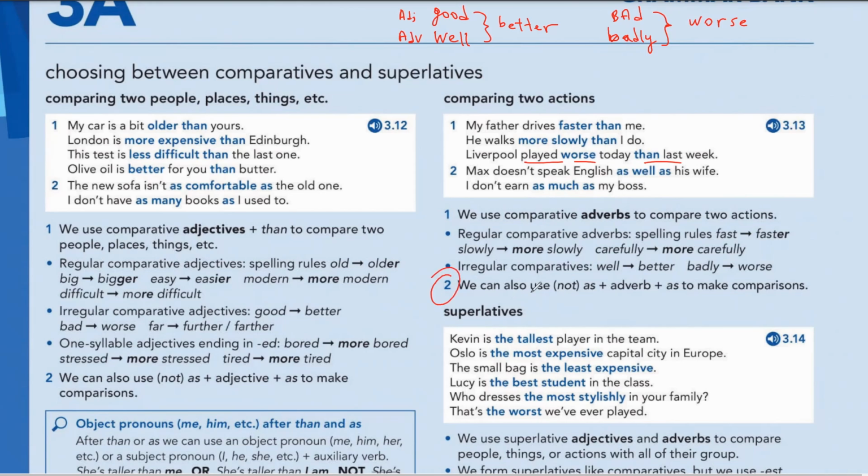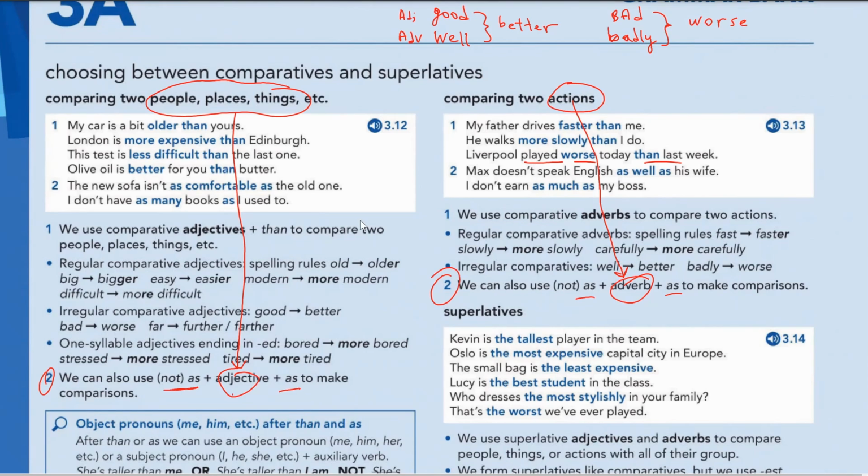Number two, we can also use as with an adverb. Like here, we used number two here: not as, then adjective, as. So it's the same structure, but instead of an adjective, we're going to use an adverb. Why? Because we are comparing actions. If we're comparing places or people or things, then we're going to use an adjective, guys. But if it's an action, we're going to use an adverb. All right. That's done.